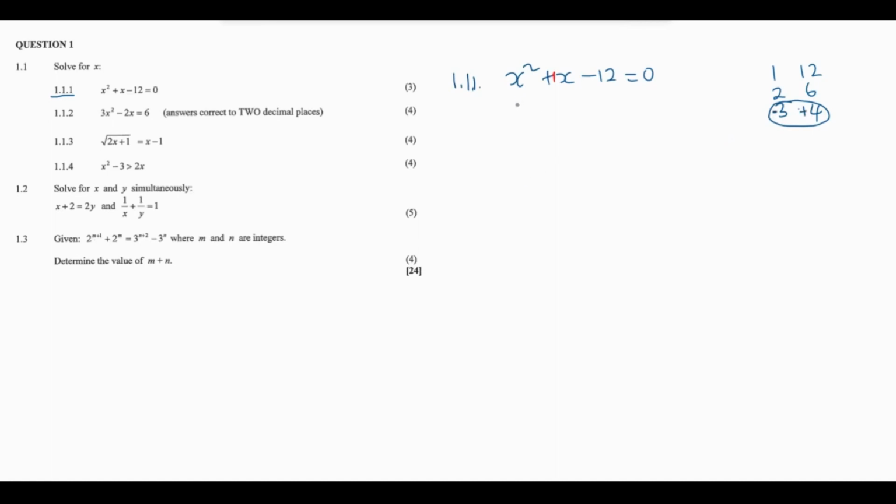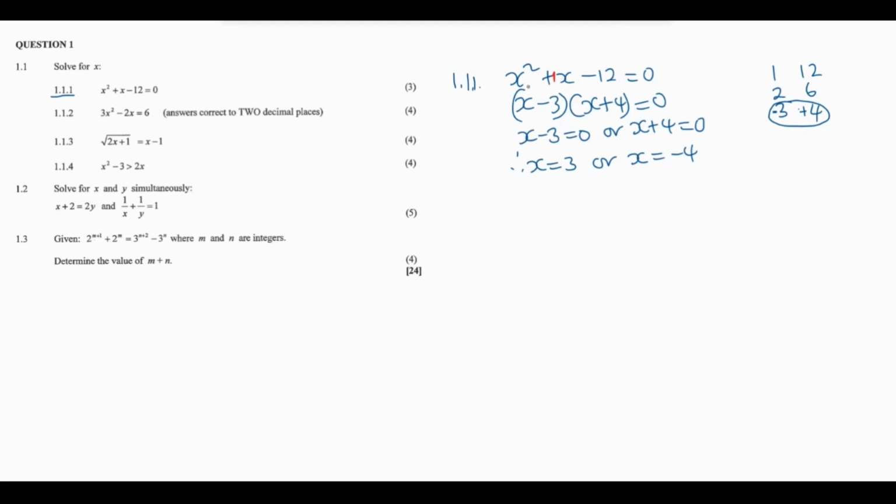Okay, so then you have your brackets, x minus 3, x plus 4 is equal to 0. Therefore, x minus 3 is equal to 0, or x plus 4 is equal to 0. Okay, therefore, x is equal to 3, or x is equal to negative 4. There's another way of doing this. Let me just show you, in case maybe you've done this method in class.